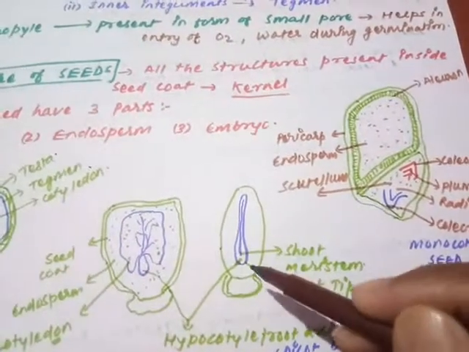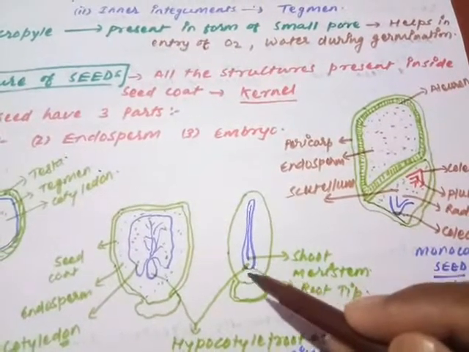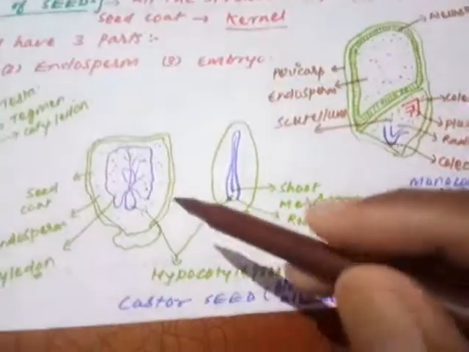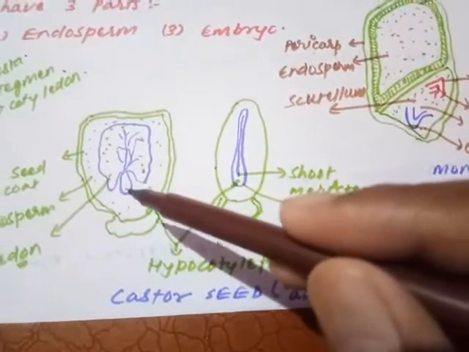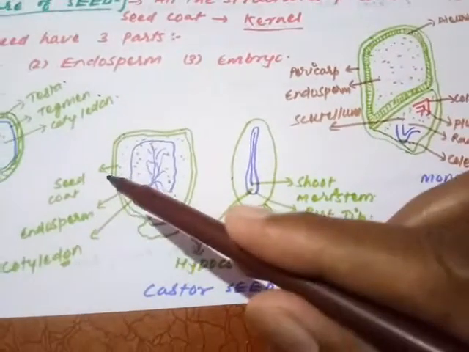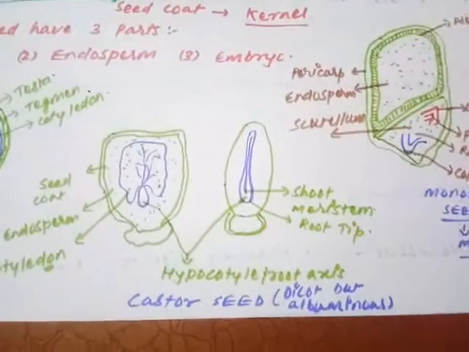Root tip, you can understand well that from here only the root has to be developed, and this is going to protect the root system. So this is the question that has been asked, what is this structure? So A and B structures, like that. If C is there, D is there, you have to go for the identification of this one.